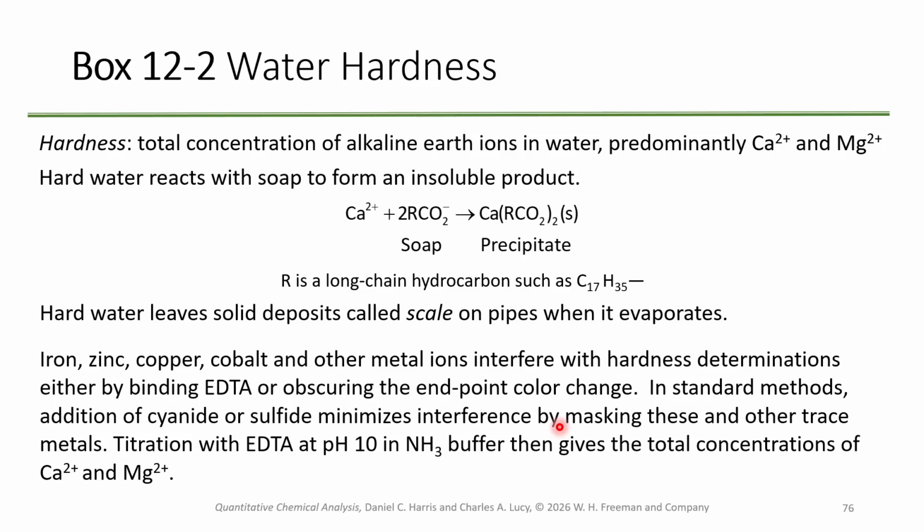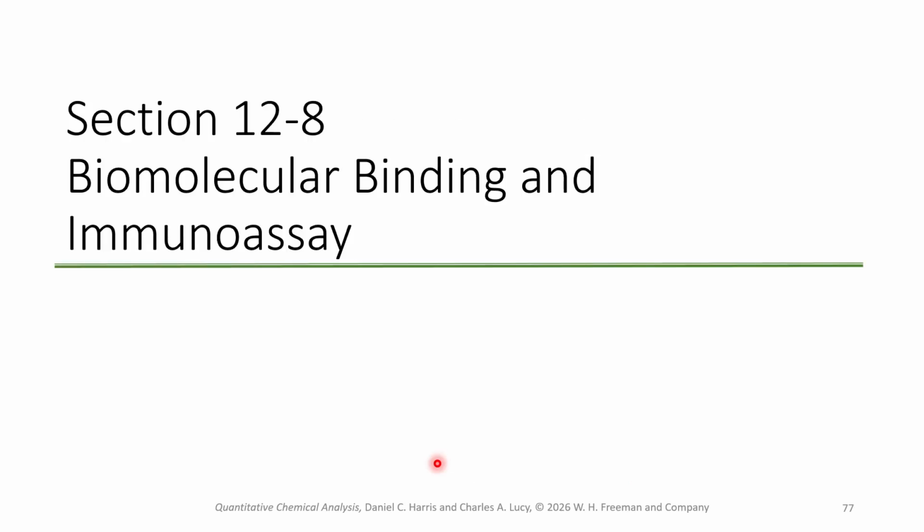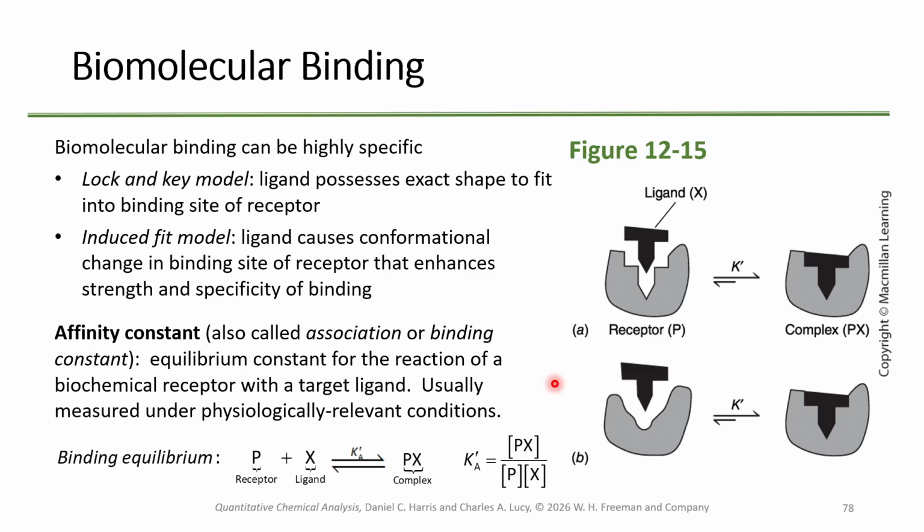So in standard methodologies, you actually add cyanide or sulfide. This will minimize your interferences. They'll mask these other metals, and you'll just be left with your calcium 2+ and magnesium 2+, which you can then do an EDTA titration of. And then you can selectively do titrations and detections of only one of those later and get a difference.